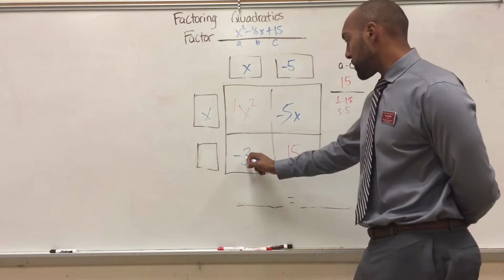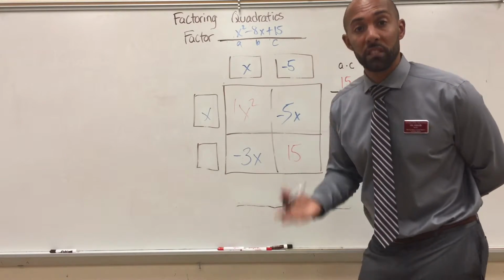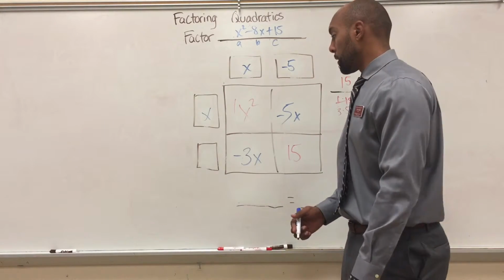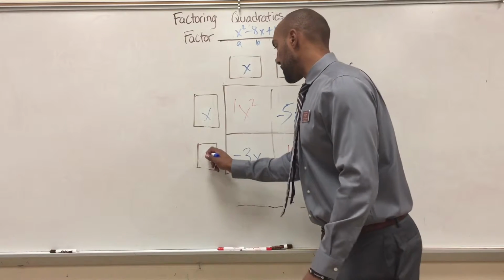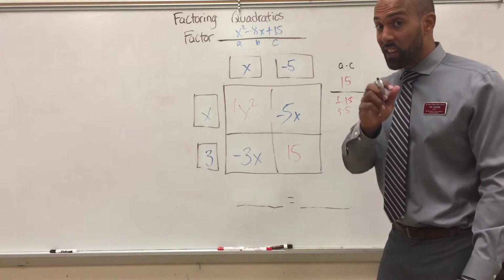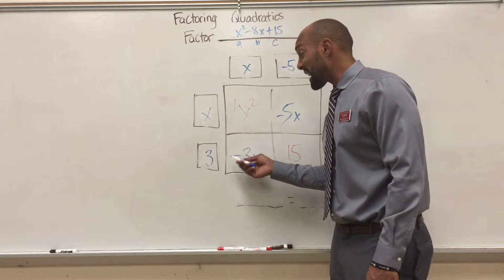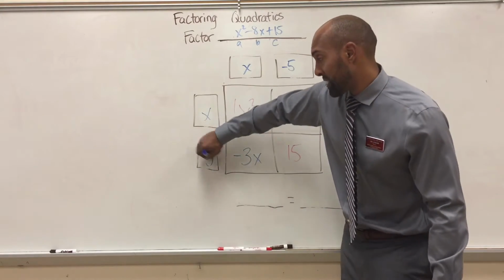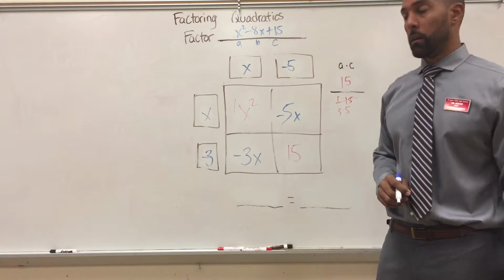Okay, so now, between 3, negative 3, and 15, what's the GCF? What's the common factor? 3. That's the biggest number you can divide. But again, like I just said a moment ago, if there's a negative next to that box, make sure this is negative, and let me show you why.